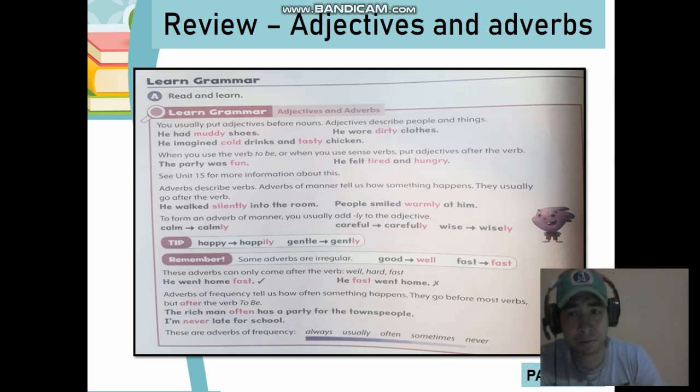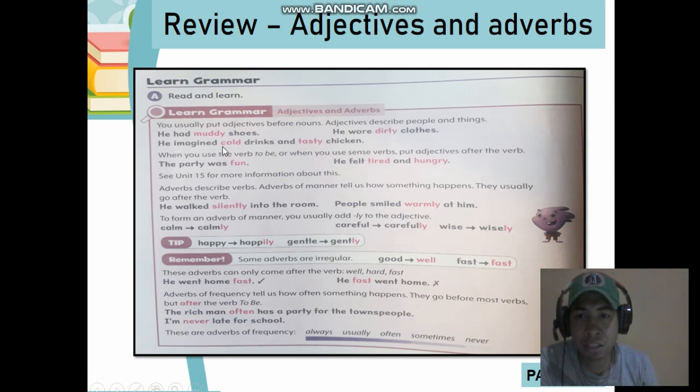Let's see the examples here. We have the example here. He had muddy shoes. So the shoes are muddy. It means that they were dirty. They had a lot of dirt. The next example says he wore dirty clothes. So he was wearing clothes. But what type of clothes? The clothes were dirty. Dirty means not clean. Okay? Full of dirt.